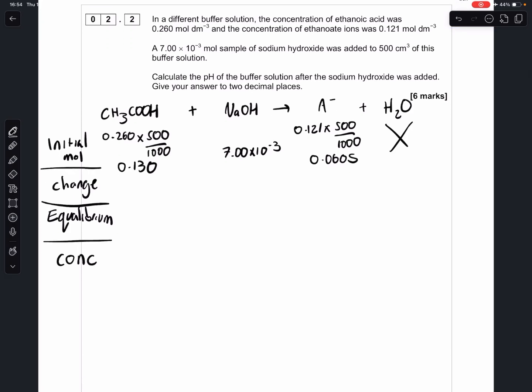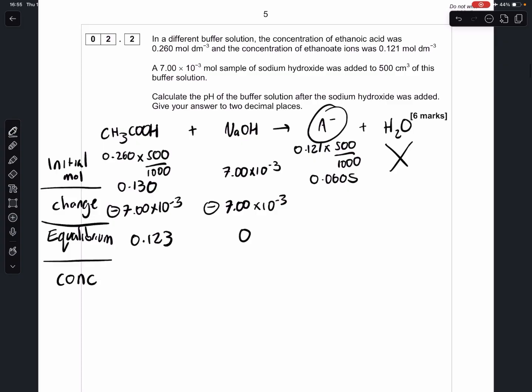So we need to look at what we're going to have at equilibrium over here. To look at that, we need to see what is limiting. This is a lot smaller than this, so therefore this is going to go to 0 at equilibrium because it's limiting. We don't have much of it. So this is going down by 7.00 times 10 to the negative 3 because it's going to 0. If this is going down by this much, so is this. So this is going to go down by 7 times 10 to the negative 3. And that's going to give us our equilibrium moles of ethanoic acid after adding, and that is going to be 0.123.